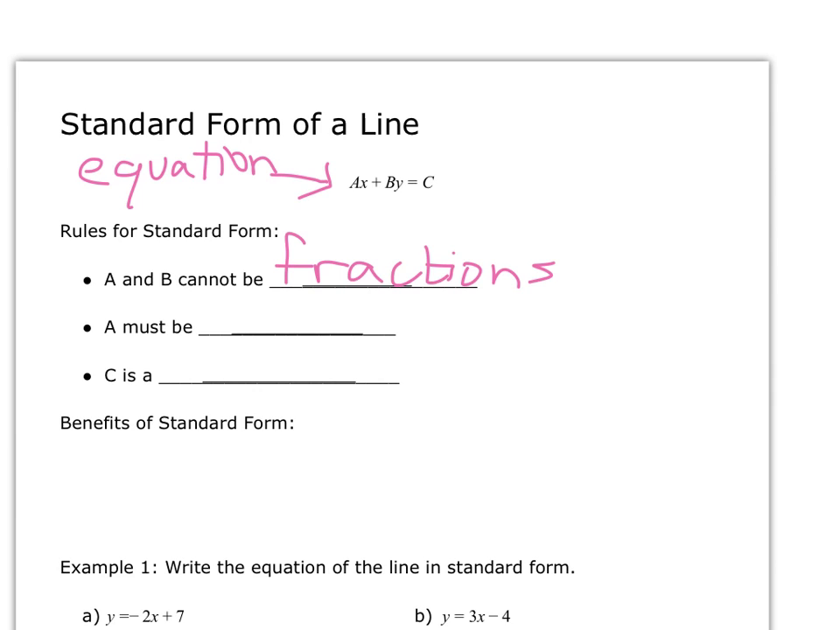Next rule. A must be positive. If we encounter a time where A is negative, I'm going to show you how to make it positive. We can change anything in math, as long as we change everything in that equation, right?